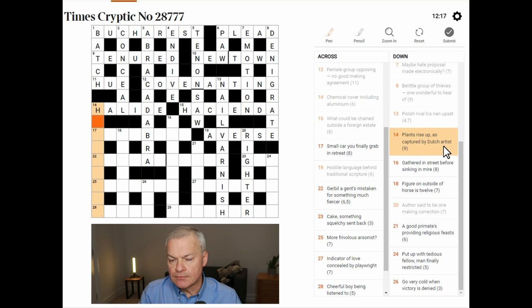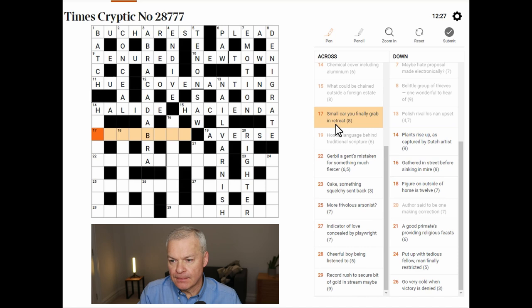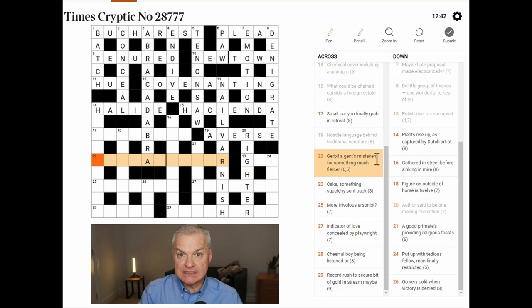Plants rise up as captured by Dutch artist. Nope. Small car, you finally grab in retreat. No. Gerbil a gents mistaken for something much fiercer. Okay, mistaken definitely looks like an anagram indicator. We're looking for 11 letters, 6 in gerbil, 7 with A. So we're looking for an anagram of gerbil, A, gent, not including the S. And we're looking for an animal which is fiercer than a gerbil, which doesn't really narrow things down very much.